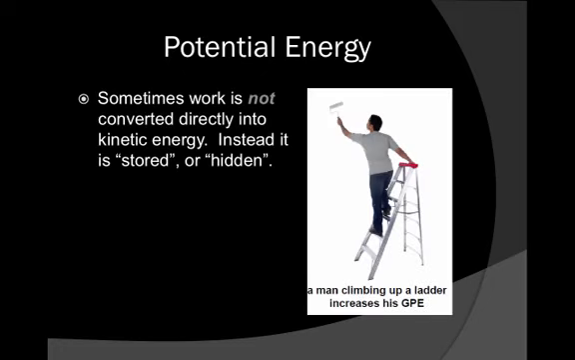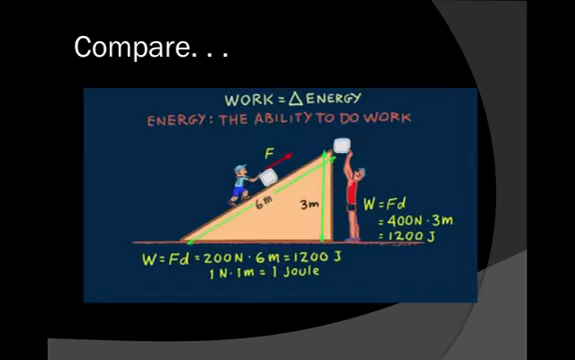Sometimes work is not converted directly into kinetic energy, but rather just stored or hidden energy. For example, a man climbing up a ladder, the force that he is applying is downward and his displacement is upward. So he is actually doing work, and in this case, rather than increasing his kinetic energy, he is increasing his gravitational potential energy. So if we take a look at a couple of situations, work is just equal to the change in energy, and energy can be defined as just the ability to do work.